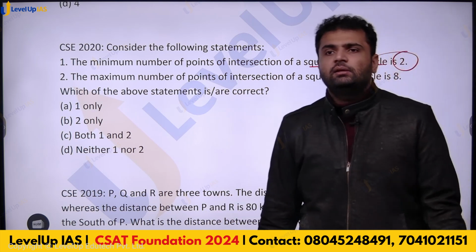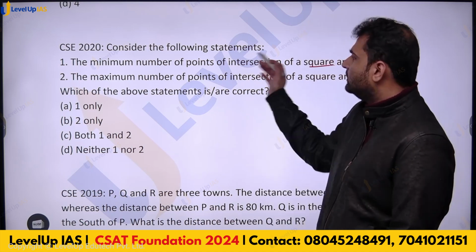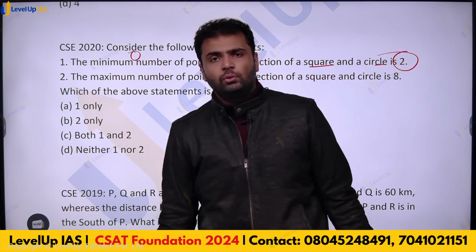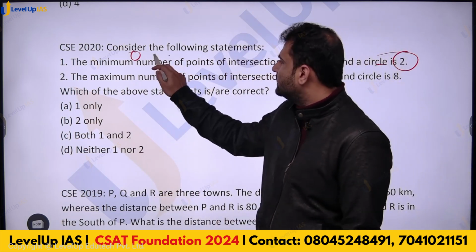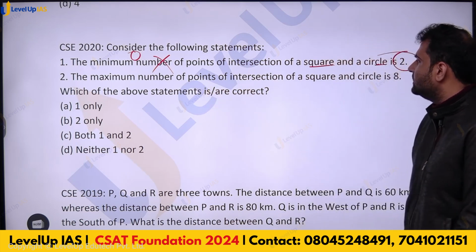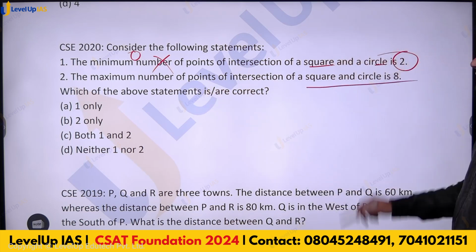Even if they are intersecting, they can intersect in a single point. But about intersection, there is no information. So, actually, minimum number should be 0, not 2. So, statement 1 is definitely wrong. Statement 2, maximum number of points of intersection of a square and a circle is 8.